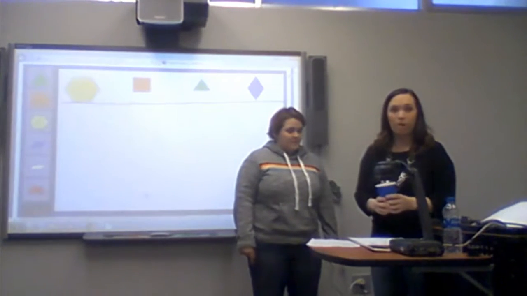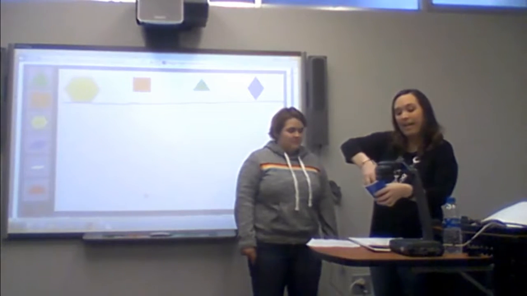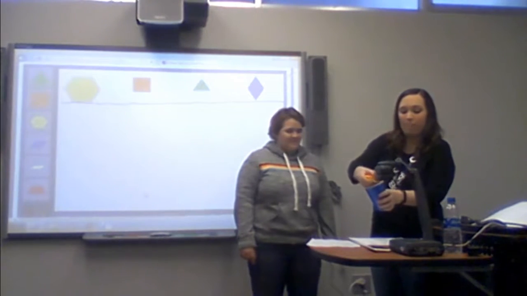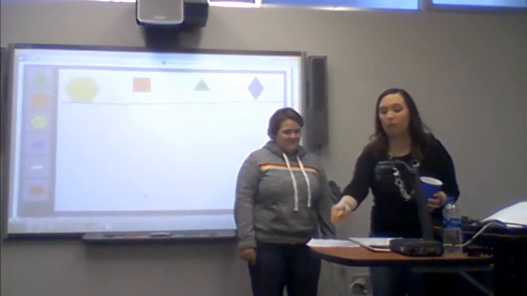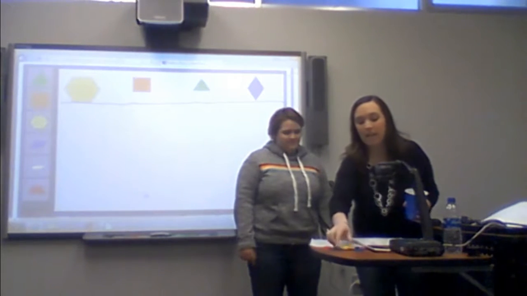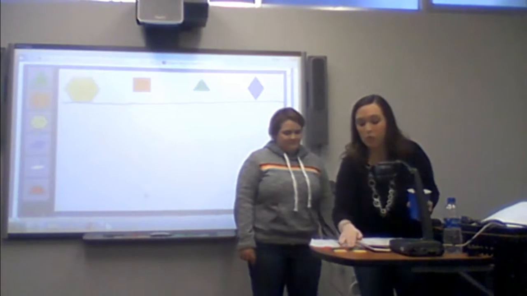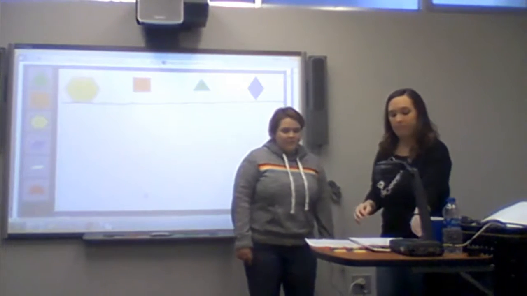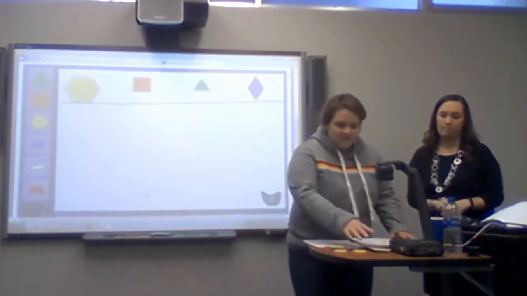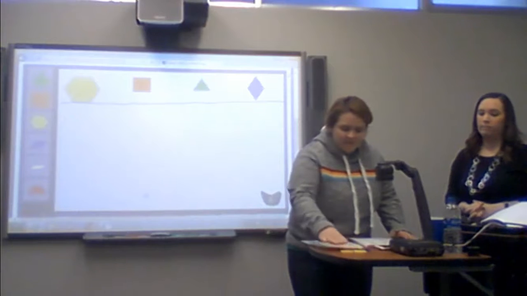So I want you and your partners to take turns scooping a handful of shapes out of your cup. Once you get a good handful, I want you to lay them out on your desk and spread them out so that you can see each one. When you look at each one, really feel them, move them around, and then get a sort for them.